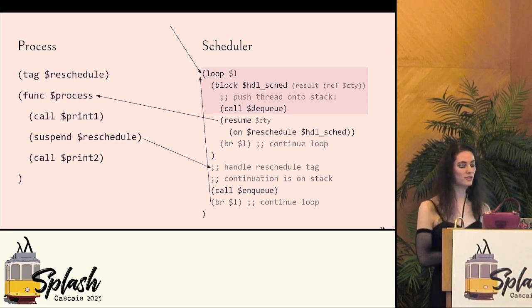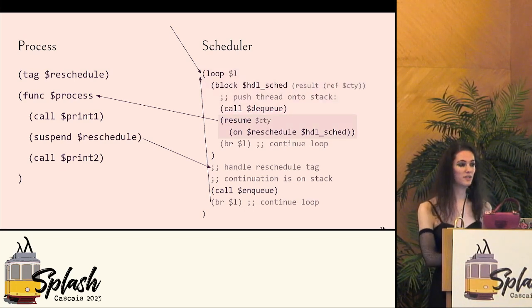So we need to actually assign a semantics to reschedule in order to run this function. And we can do that in our scheduler. So on the right, we have a scheduler. And please bear with the WebAssembly syntax for a minute. This actually is fairly simple and resembles a simple round-robin scheduler. So the highlighted part is just entering a loop and dequeuing a continuation representing a thread off of the queue.